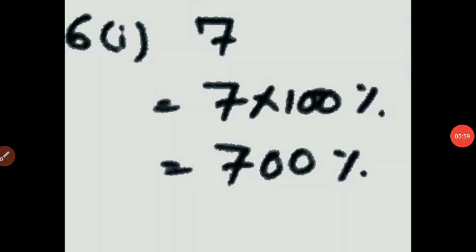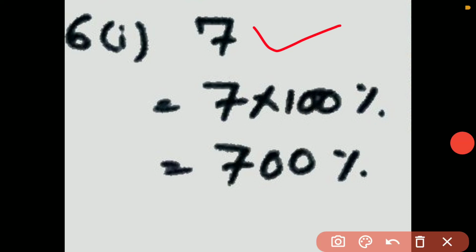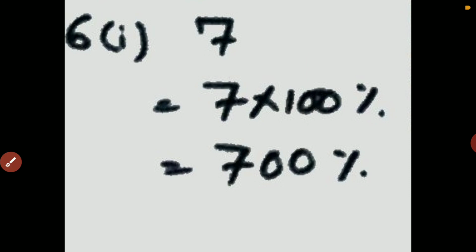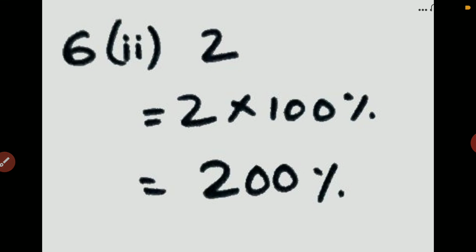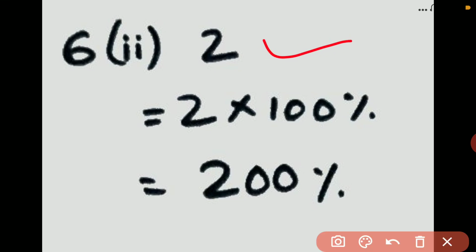Coming to question number 6.1, the question given is 7. So how to convert into percent? I have to multiply it by 100. So my answer will be 700%. I think you can do others also, but I have done it for you. We can go to the next number, which is number 6.2. The question given to us is 2. So how will you convert it into percent? Simply I need to multiply it by 100. Hence I will get 200%.